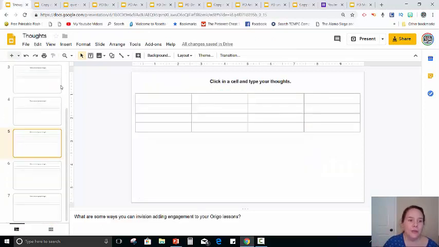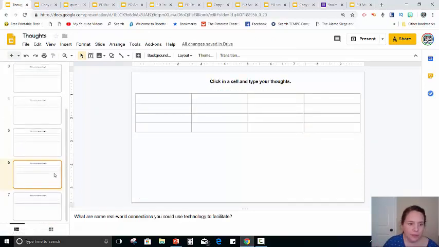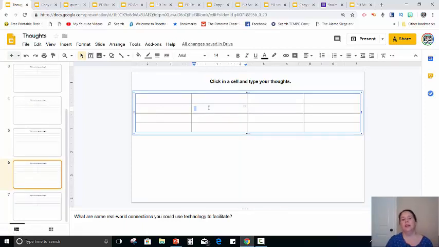All right, so let's go back to our thoughts. We're getting close to the end of our examples. But on number 6, let's think of what are some real world connections that you could use technology to facilitate in your classroom. So think about the things you teach, your units and your lessons, and think about how you can connect that. For example, if you are teaching place value, you could think about lottery tickets, and kids could look up lottery ticket winners and do things with those numbers. So what do you think are some things you could do in your classroom?